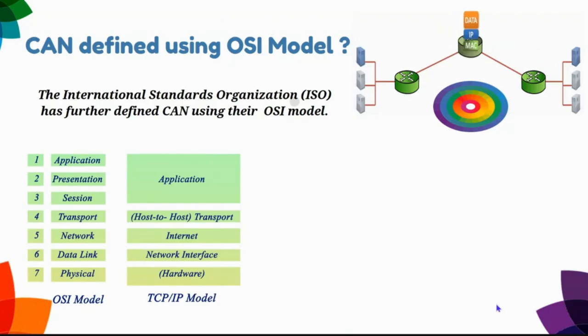The International Standards Organization, ISO, has further defined CAN using the ISO model. It has the application, presentation, session, transport, network, data link, and physical layers. These are the 7 layers. Here, L6 is the data link layer and L7 is the physical layer.